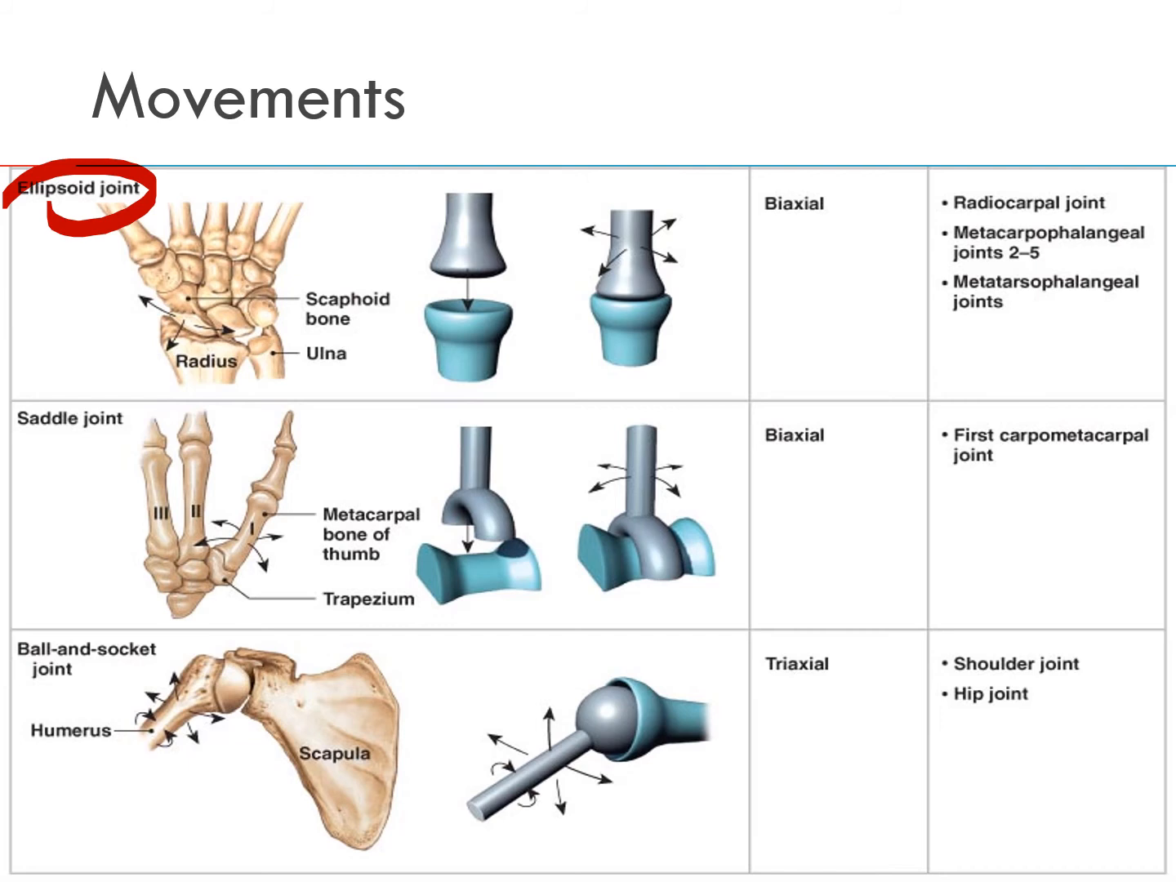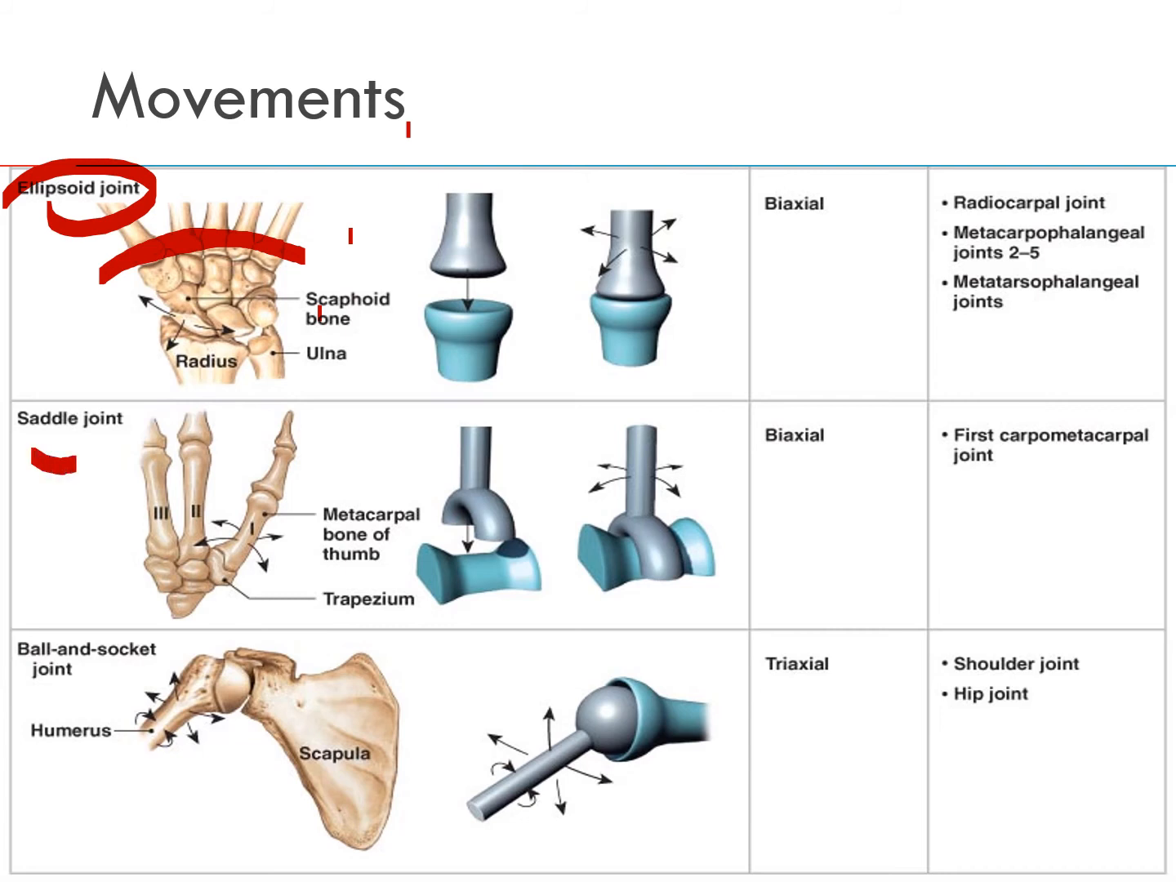The metacarpal phalangeal joints. So remember, the metacarpals are these bones out here, the distal bones. So we have carpals, metacarpals, and then phalanges. So the metacarpal phalangeal joints are biaxial because at those joints you can flex and extend, and you can abduct and adduct. You can't abduct and adduct at the interphalangeal joints, only at those metacarpal phalangeal joints. And then again at the metatarsophalangeal joints, you can flex and extend, abduct and adduct your toes.